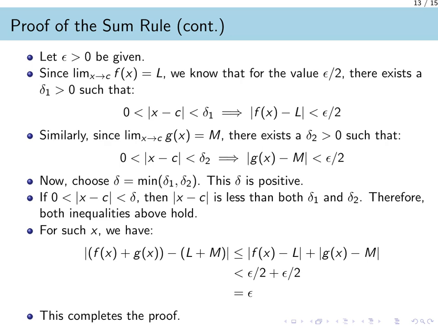Now, to ensure both of these conditions hold at the same time, we simply choose our final delta to be the minimum, or the smaller, of these two values. This choice ensures we satisfy the stricter requirement. For instance, if we need x to be within 0.1 for the first function and 0.01 for the second, choosing 0.01 works for both. With this single delta, the total error is less than epsilon over 2 plus epsilon over 2, which equals epsilon, and that completes the proof, showing the limit of a sum is the sum of the limits.